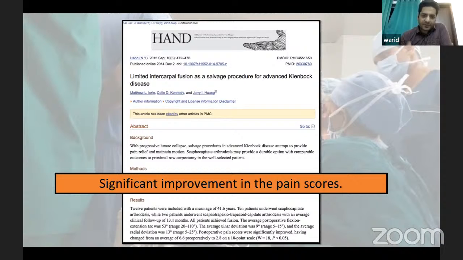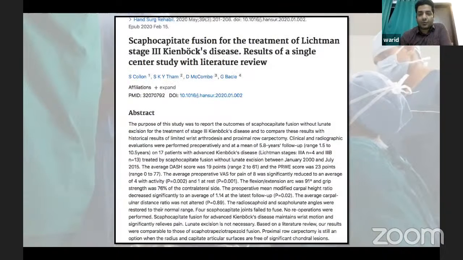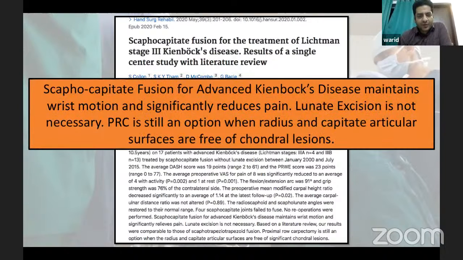So all of them do suggest it does reduce pain scores and maintains wrist range of motion to a good extent. And this particular one is a recent article of 2020. Scaphocapitate fusion for advanced Kienbock disease maintains wrist motion and significantly reduces pain. Lunate excision is not necessary. PRC is still an option when radius and capitate articular surfaces are free of chondral lesions. So again, wherever we try to find literature, PRC is always in comparison, and the results are comparable to the limited wrist fusion.